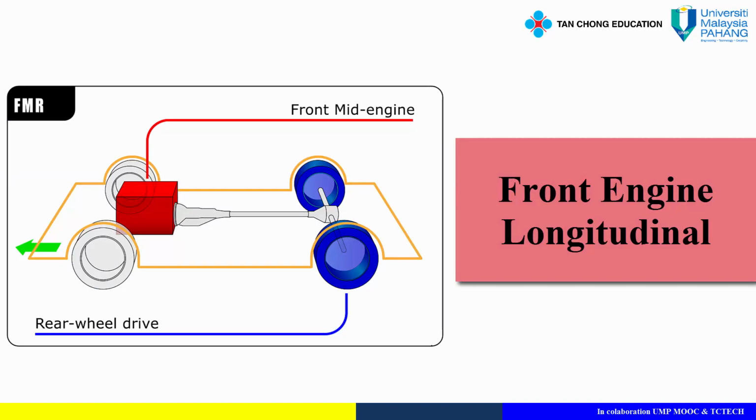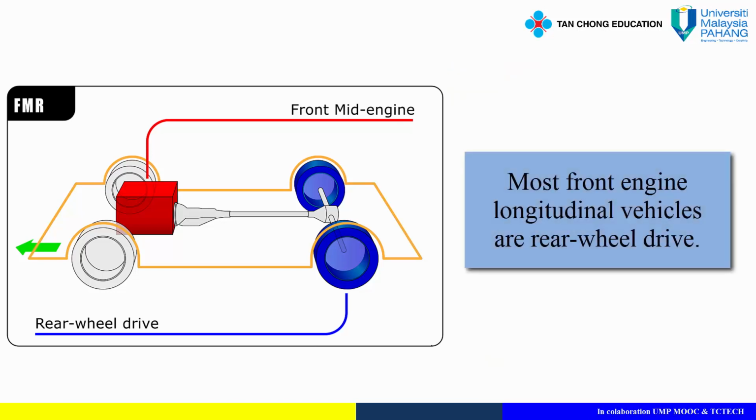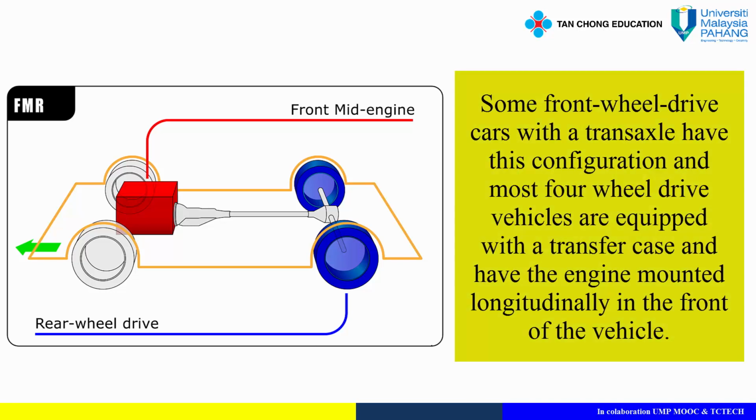Front engine longitudinal. In this type of vehicle, the engine, transmission, front suspension, and steering equipment are installed in the front of the body, and the differential and rear suspension are installed in the rear of the body. Most front-engine longitudinal vehicles are rear-wheel drive. Some front-wheel drive cars with a transaxle have this configuration, and most four-wheel drive vehicles are equipped with a transfer case and have the engine mounted longitudinally in the front of the vehicle.